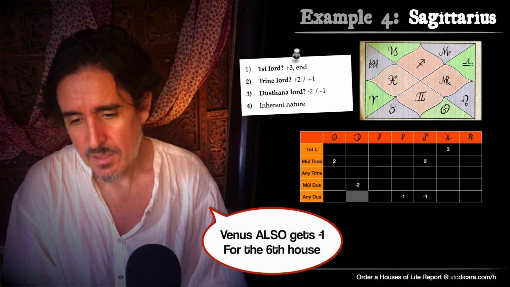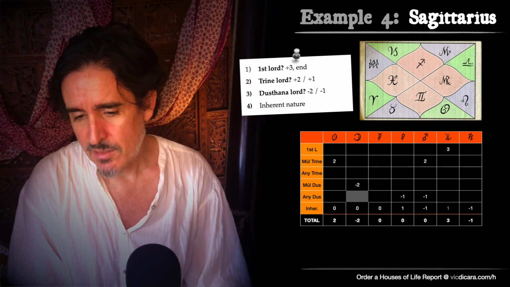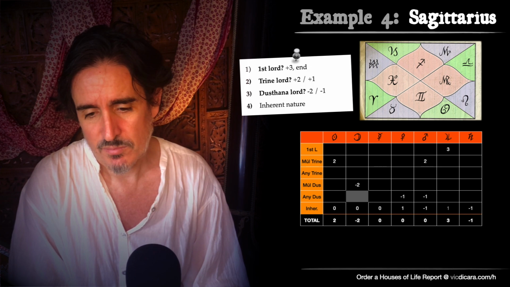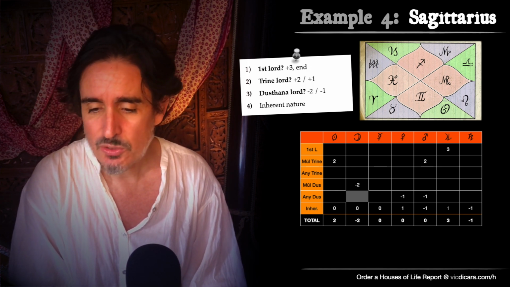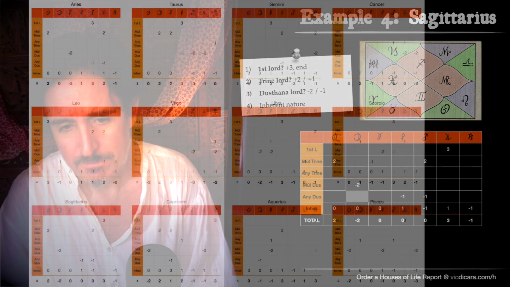Dustana. So when you add everything together, you get the Sun being quite good for Sagittarian ascendant, Moon being quite difficult, everything else being kind of neutral, and Jupiter, of course, the first lord, being quite good, being the best.